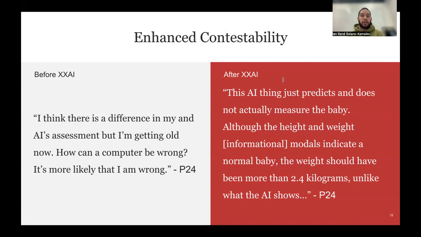Before receiving the explorable explanations, we see that P24 simply defaulted to the system prediction. But after the explorable explanations, P24 had an improved understanding of how the system arrived at the prediction. The informational modals help P24 contest particular system details based on their own knowledge about babies' growth trends versus what the system predicted.